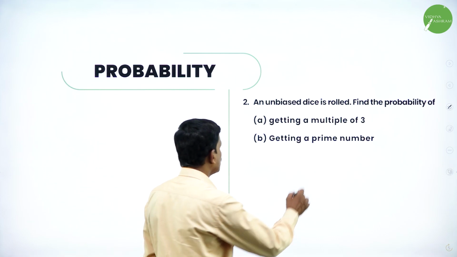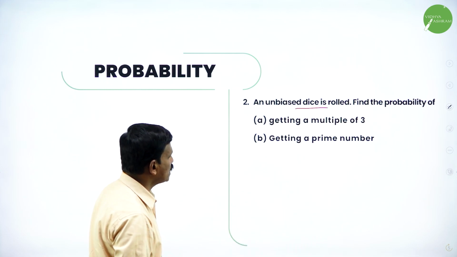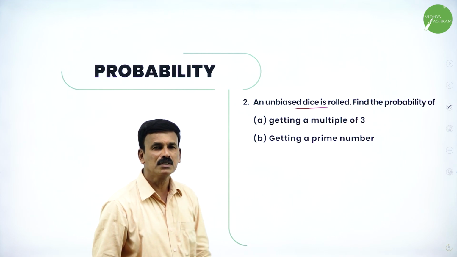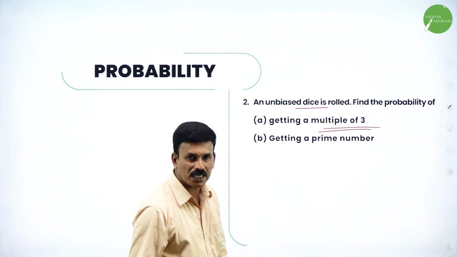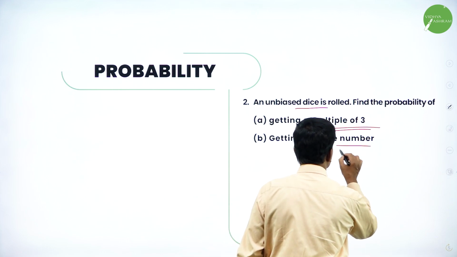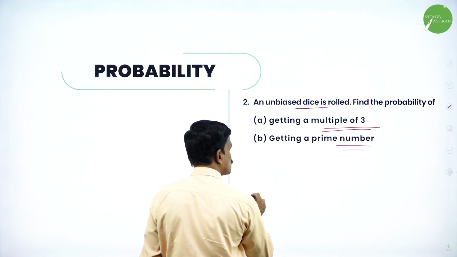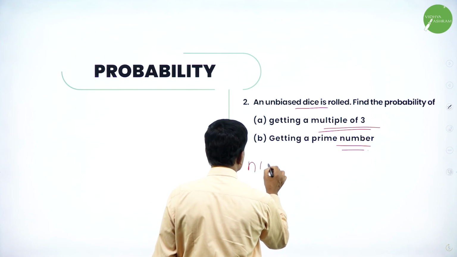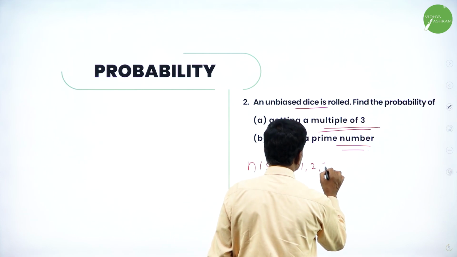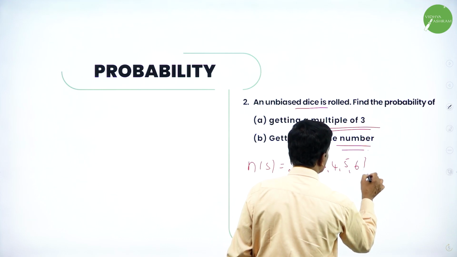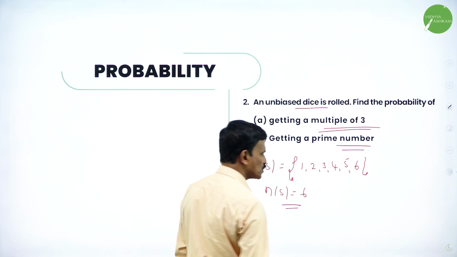An unbiased die is rolled. Then what is the probability of getting a multiple of 3 and getting a prime number? First find the probability of getting a multiple of 3. Then the second condition is getting a prime number. Before that, write down the sample space. What is the sample space? A die contains faces 1, 2, 3, 4, 5 and 6. So the number of events in the sample space is 6. N of S is equal to 6.